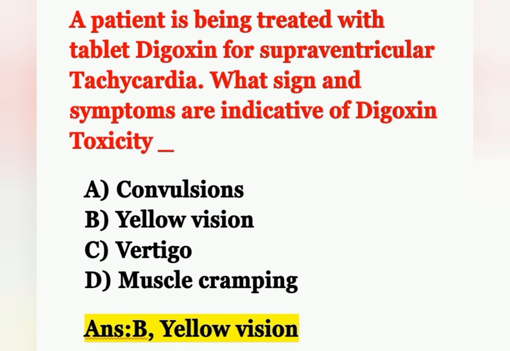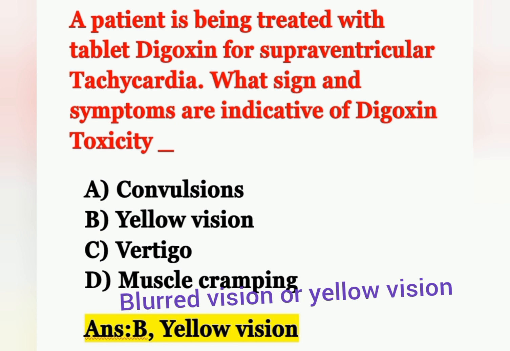Here we have to know what is the adverse effect of digoxin, so we can answer the question easily. The most common adverse effects of digoxin include anorexia, nausea, vomiting, diarrhea, and mainly visual disturbance is one of the main signs and symptoms of digoxin toxicity. Visual disturbance means blurred vision or yellow vision. In our question, yellow vision is there, so we can choose it as the correct answer. Also, the patient may experience neurological depression, dysrhythmia and decreased heart rate.